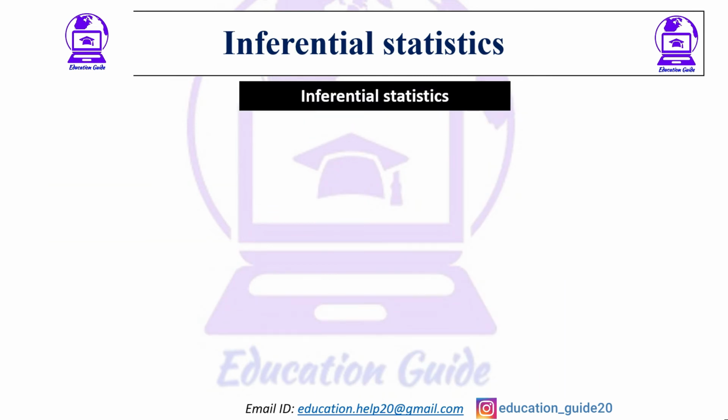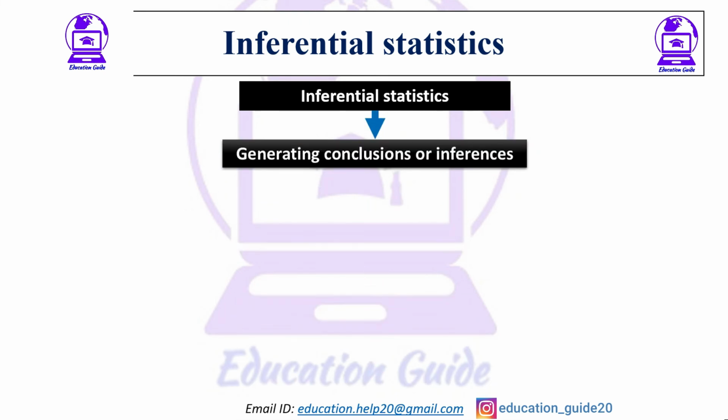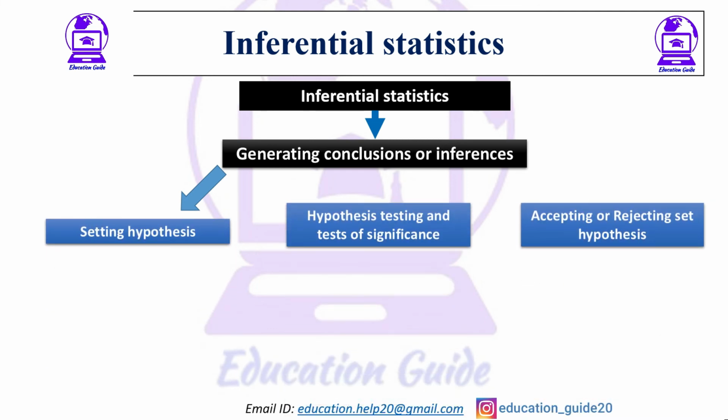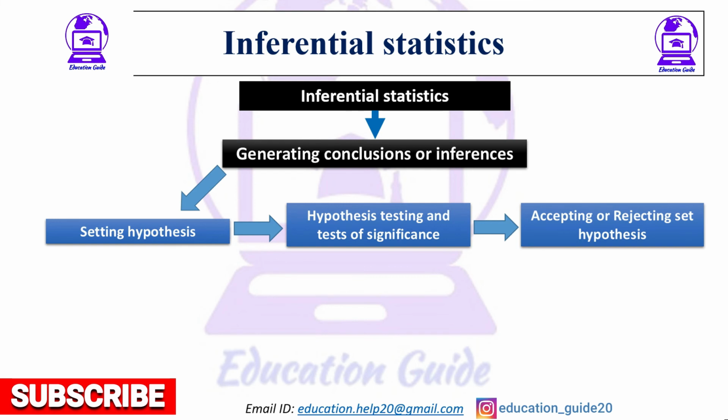Inferential statistics refer to processes and methods in statistics that help in generating conclusions and inferences. It starts with making a plan of work and setting a hypothesis. This is followed by hypothesis testing and different significance tests. This gives us a test statistic which is compared to critical values, and the set hypothesis is accepted or not accepted.